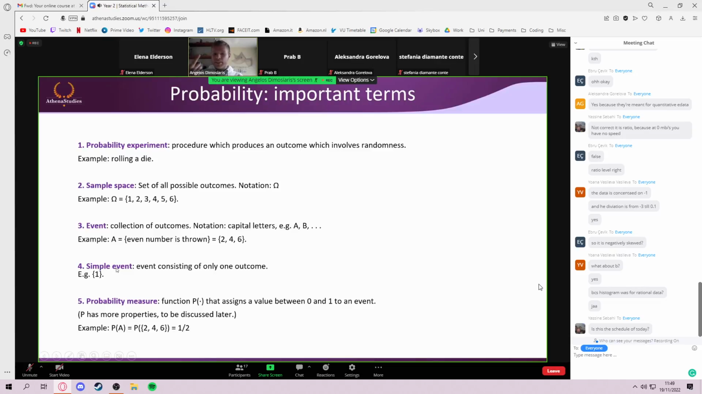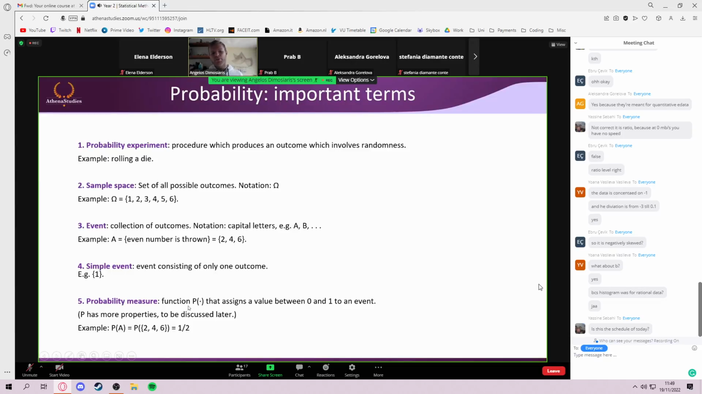We also have a simple event. This is one outcome. Again, with the same type of brackets, 1, or 2, or 3, whatever. It's an event, but it's not a group, so it's a simple event.